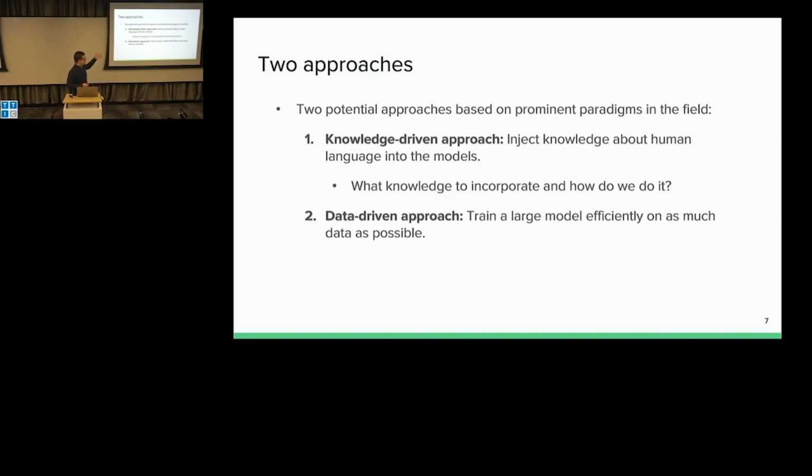And each approach comes with unique challenges. So in the knowledge-driven approach, we have to ask what kind of knowledge to actually incorporate and how exactly we would do it, and it's usually not a trivial step. And in the data-driven approach, of course, you will need massive data sets, and you will need to be a big company to actually train a lot of these large language models.